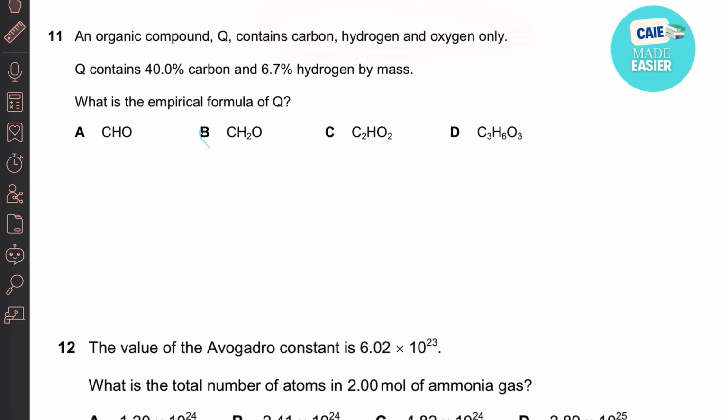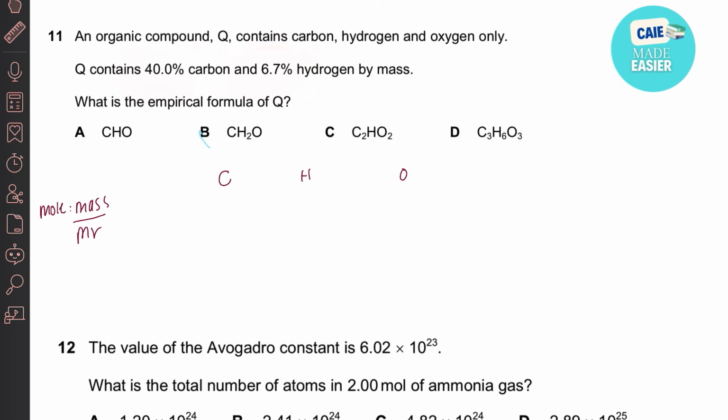Okay, next, an organic compound Q contains carbon, hydrogen, and oxygen only. Q contains 40% carbon and 6.7% hydrogen by mass. Find the empirical formula of Q. So in order to find the empirical formula, these are the steps we're going to follow. Q has carbon, hydrogen, and oxygen. Remember the formula, moles equals mass divided by MR. We don't have the mass, but we do have the percentage composition by mass. So we're going to use these percentages.